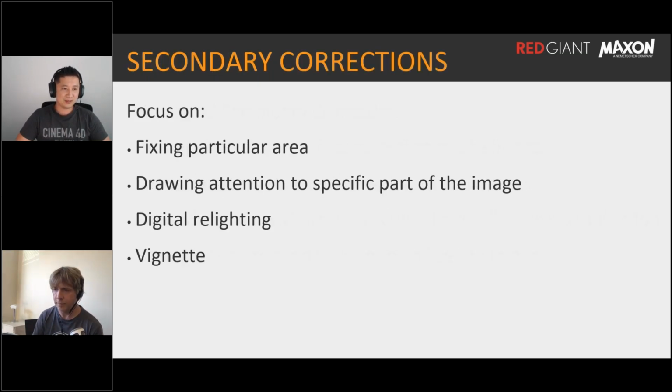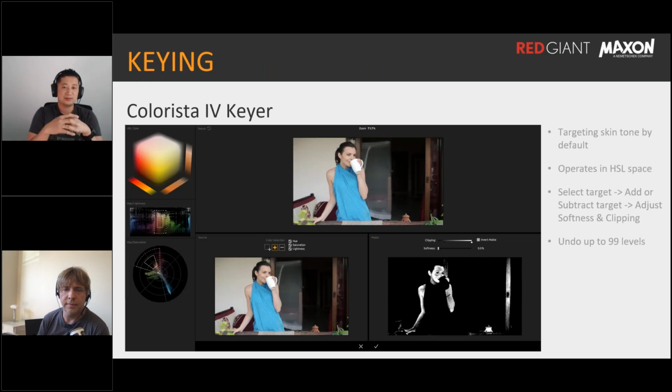Like I already said, secondary color corrections mostly fix a particular area, and you can also use them to draw attention to your subject. Some techniques that we'll be showing today also involve digital relighting using vignettes, and we'll show that later. So in Colorista, to target specific pixels, to target specific regions of the image, we can use what we call the keyer, right? So let me just show you live.